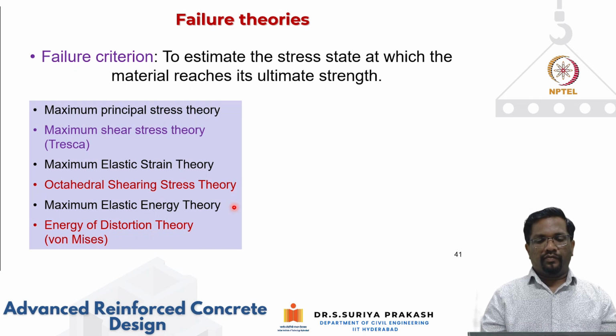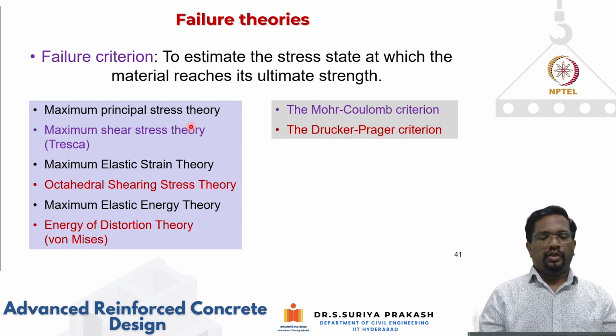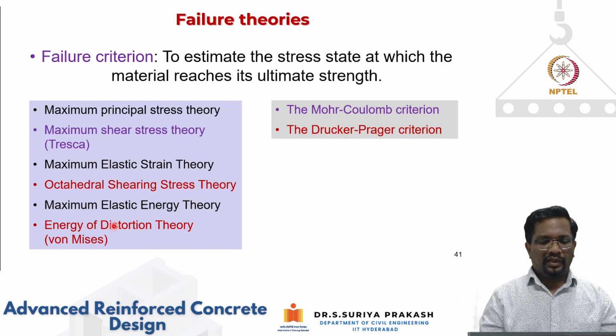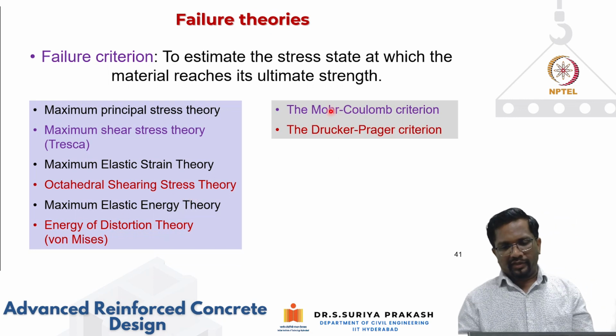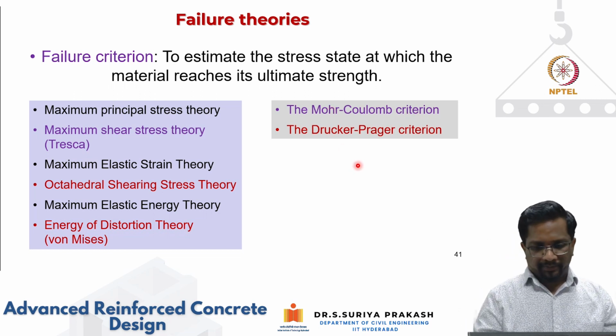We do not have time to discuss all of them. You are most welcome to look at the classical textbooks, but these are the classical theories that have been proposed: maximum principal stress theory, maximum shear stress theory, maximum elastic strain theory, octahedral shearing stress theory, and energy of distortion theory. And for brittle materials like concrete, we also have the Mohr-Coulomb criterion and the Drucker-Prager criterion.